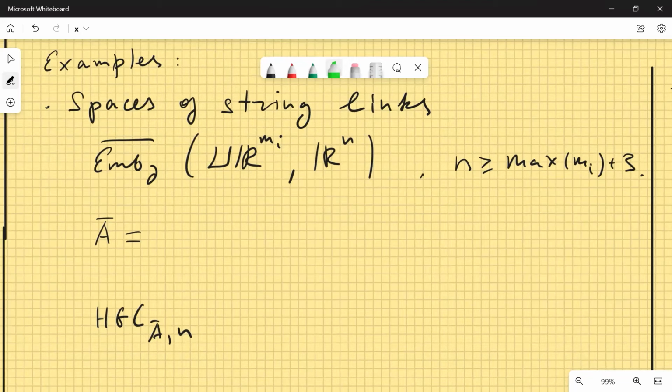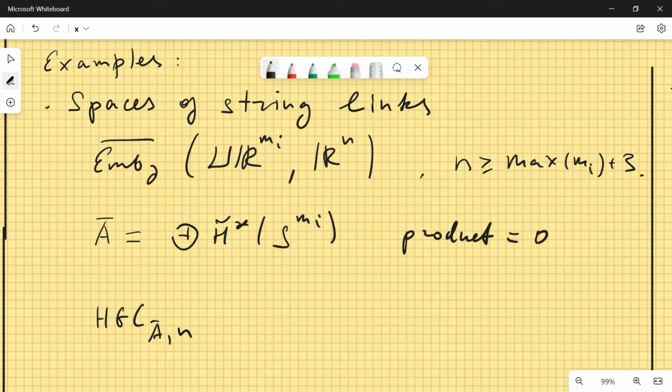So in this case, as we discussed before, the algebra is just the direct sum of reduced cohomology of S^{m_i}. And this algebra has a trivial product. So the product is trivial. And as a result, this L-infinity algebra is abelian.